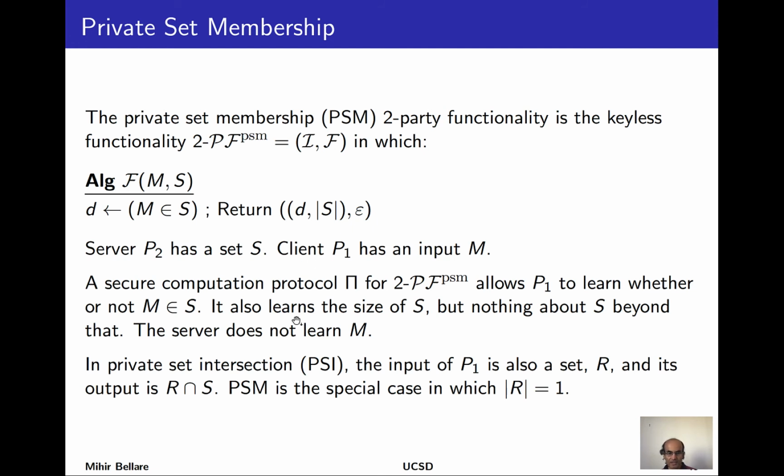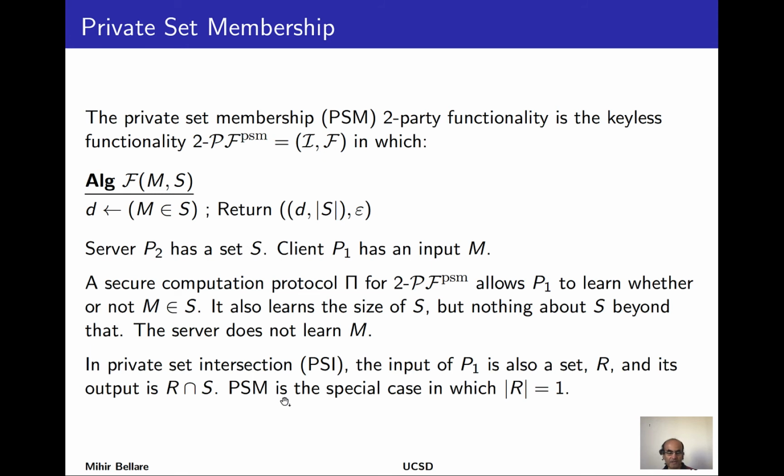So again, what does a secure computation protocol for private set membership do? It means that party 1 is going to, after the interaction, learn whether its input is in the set held by party 2. But party 2 does not learn what input party 1 was testing for. It doesn't learn the input of party 1. And also party 2 doesn't learn anything about the set beyond whether this particular input is in it or not.